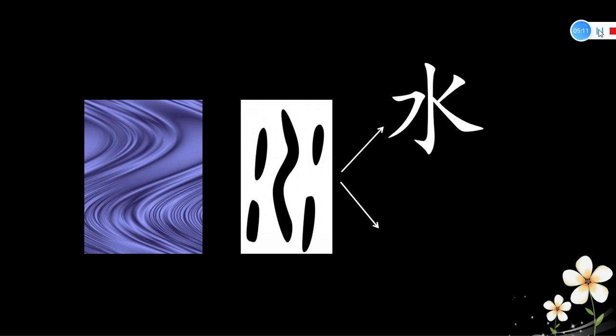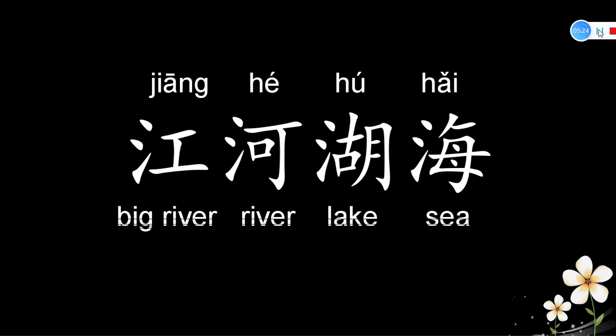We have learned the character water, 水. When used as a radical, it looks like 3 drops of water, and is usually placed on the left side of the character. The characters for river, 江, lake, 湖, and sea, 海, all have water as the radical and are all related to water. So if you see any character with the 3 drops, 三点水, you are sure that it is related to water.